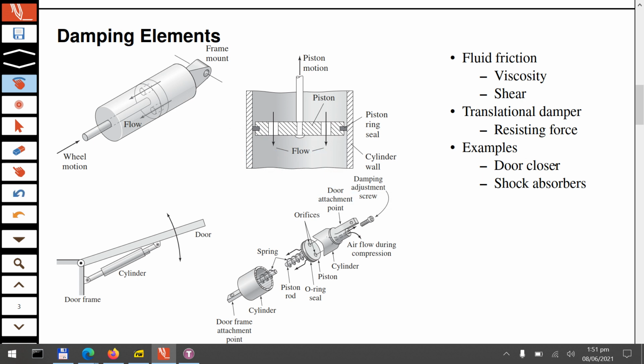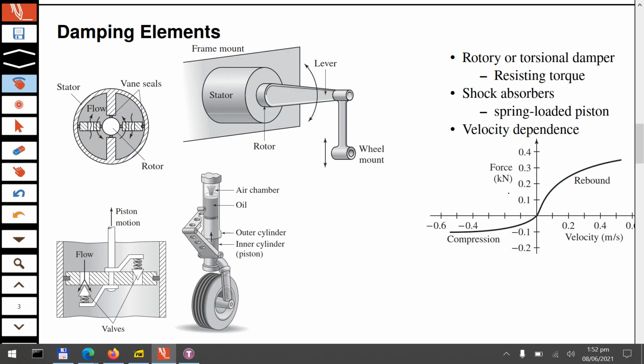So the one example you see in this slide is the door closer. The other example is the shock absorber. You must have seen it in automotives, and the next slide will have an example of that. The shock absorber can look like that, or it can look like that.